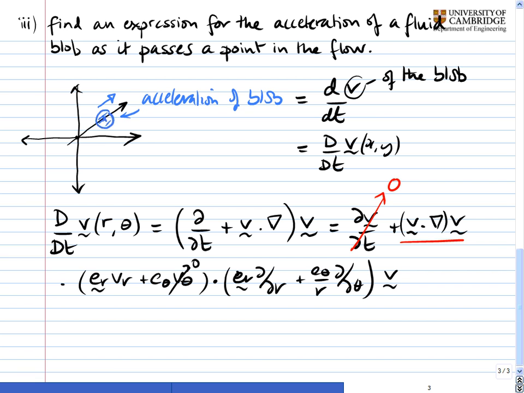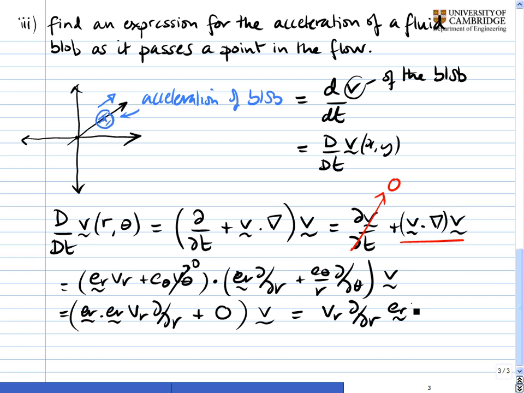So if we just look at this first expression here, which is the v dot grad, what we have is an er dotted with er vr d by dr. This term's equal to 0, so afterwards we have plus er dotted with e theta. Well, we know that's going to be 0, so there's no other term there, and all that will be adding on, acting on v. And let's put in our expression for v in a moment. er dotted with er gives you 1, so what we have is vr d by dr of v, and v is just equal to er vr.